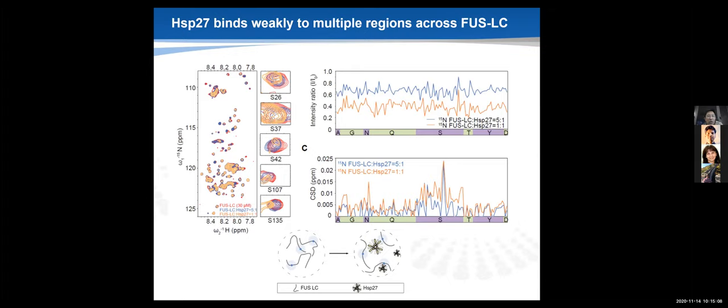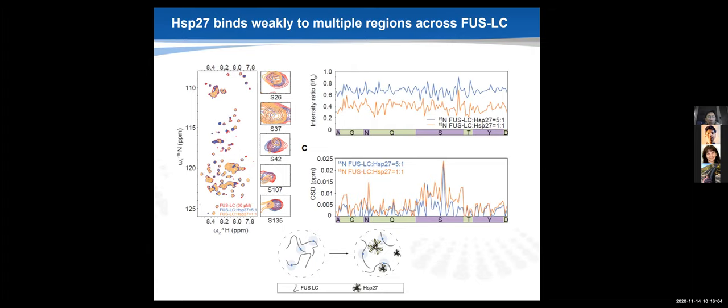We titrated HSP27 into the N15 labeled FUS RC and looked at the overall intensity and chemical shift of the residues in RC, showing that HSP27 can weakly bind to multiple regions, but not a specific particular region of FUS RC. But when we regrouped by residue type, we saw that serine shows the most significant chemical shift, indicating that HSP27 may preferentially interact with the serines, which are distributed throughout the FUS RC domain. So it can weakly interact with FUS RC and prevent it from forming phase transition.